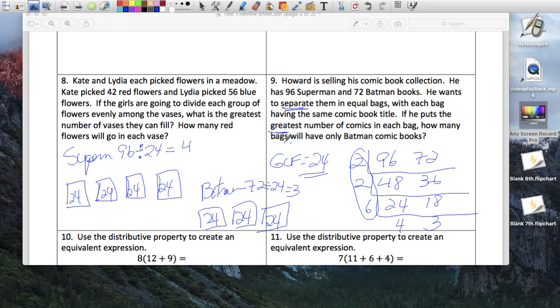What's the question? How many bags will only have comic books? Well, 1 bag, 2 bags, 3 bags. So my answer is 3 bags will only have Batman comic books. Okay, so all these things here help me visualize it. The little bags, the little pictures, how many go in each bag. So again, it's a tool that you may want to use.